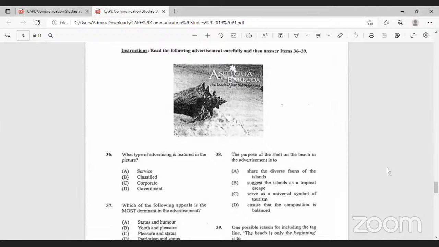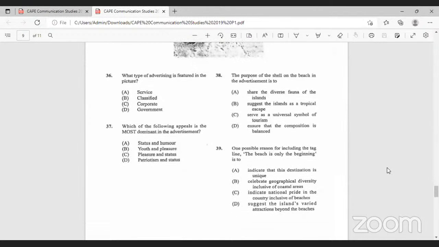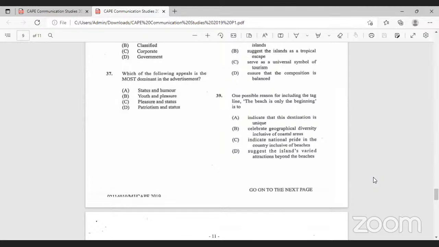39. One possible reason for including the tagline, "The beach is only the beginning," is to do what? Indicate that the destination is unique, celebrate geographical diversity inclusive of coastal areas, indicate national pride in the country inclusive of beaches, or suggest the island's varied attractions beyond the beaches. Most persons have it. D, suggest the island's varied attractions beyond beaches. The beach is just the beginning. It's literally that. There are more things that you can do on the island.